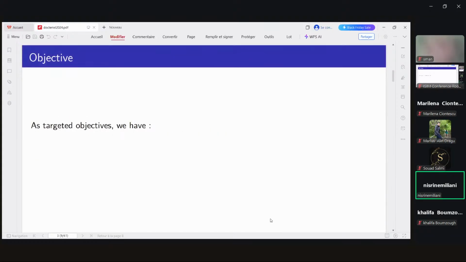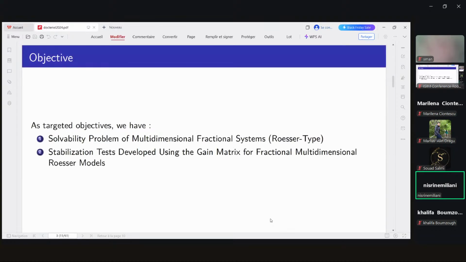Now, the objectives of this work are the solvability problem of multidimensional fractional systems of Roesser type, and second, a stabilization test developed using the gain matrix of fractional multidimensional Roesser models.